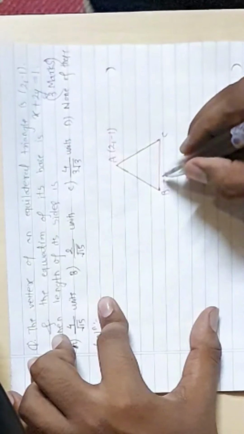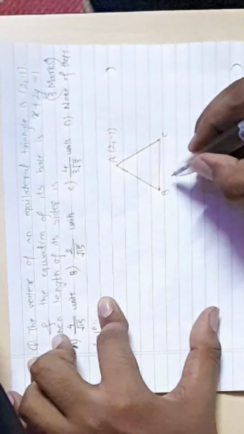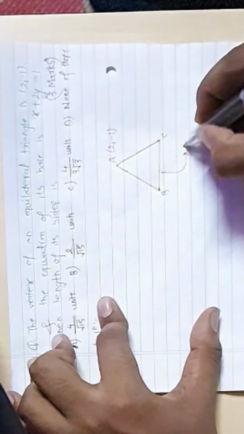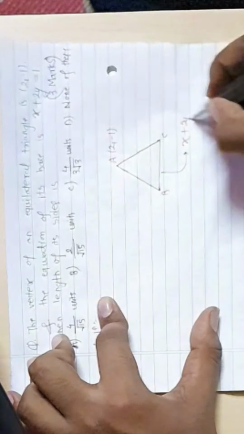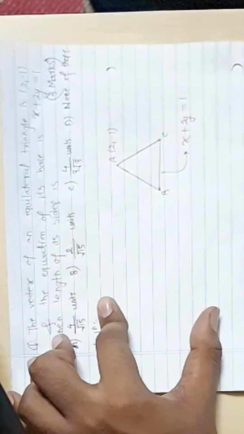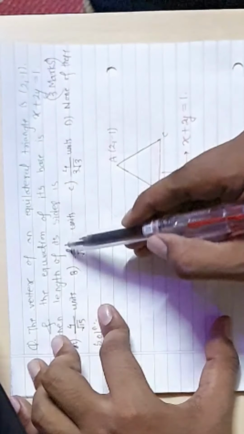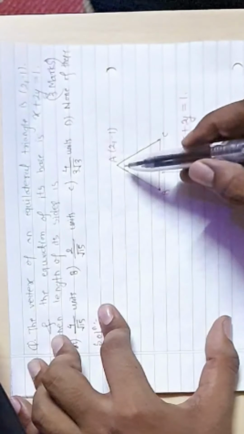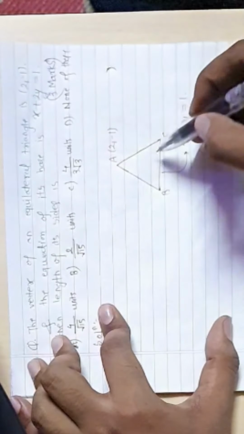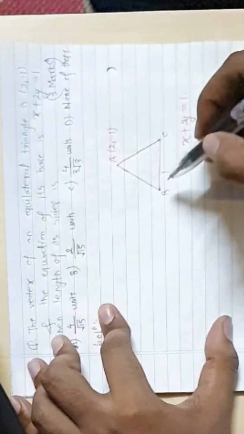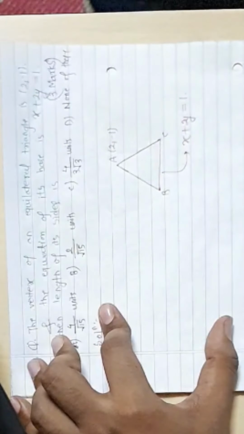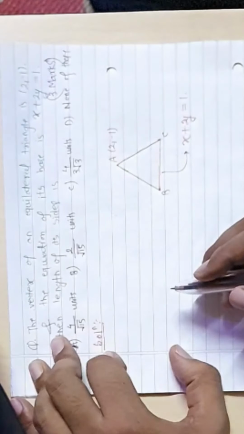So the equation of base means BC. So the equation of BC is x + 2y = 1, given in the question. Now what we have to find? The length of its sides. We know that in an equilateral triangle all sides are equal, so we have to find any length over here. So let's start with the solution.